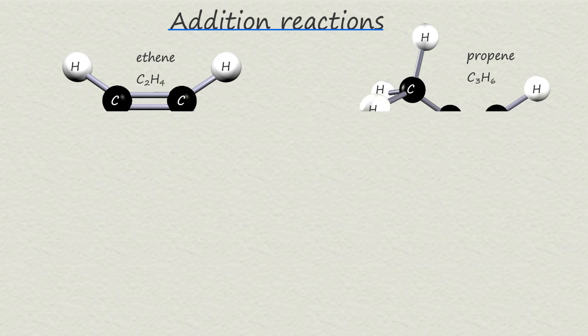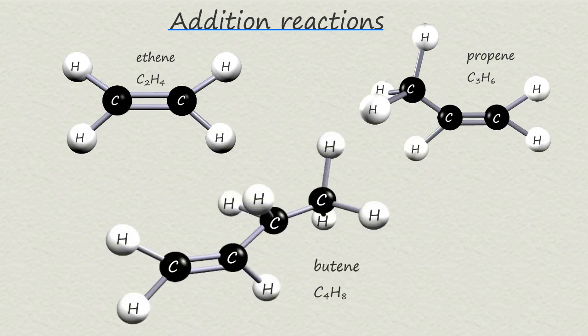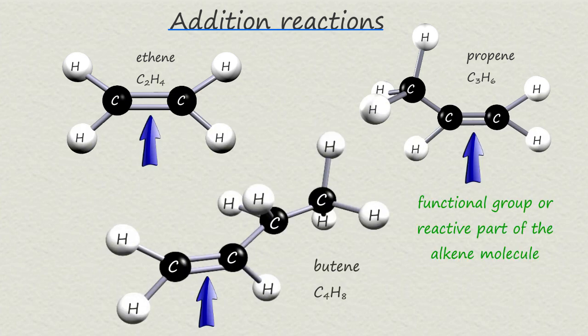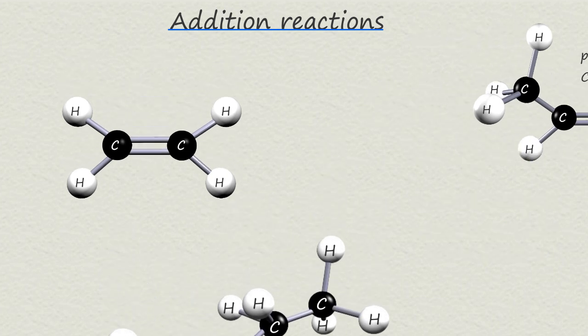Now recall that alkenes all contain a carbon-carbon double bond. This is the functional group or reactive part of an alkene molecule that largely controls the type of reaction it will undergo. Alkenes mainly undergo a type of reaction called an addition reaction.